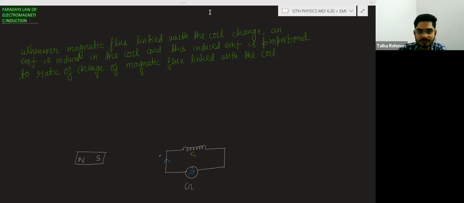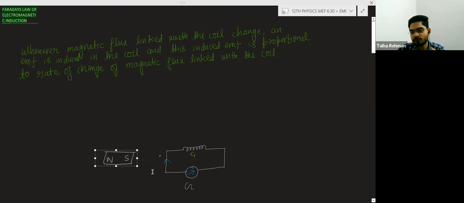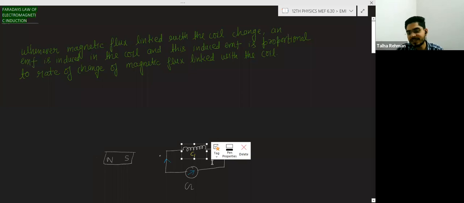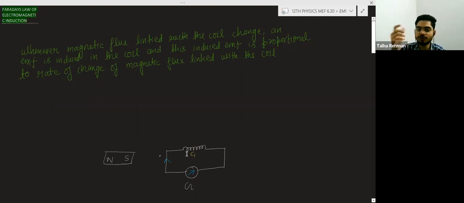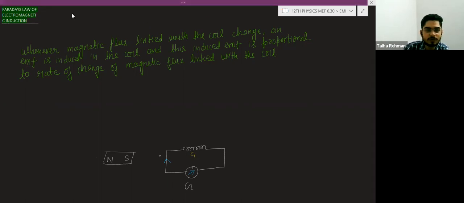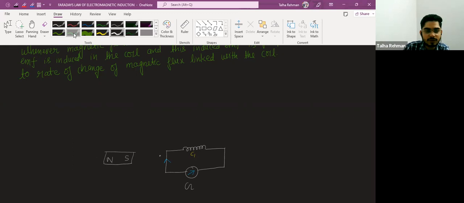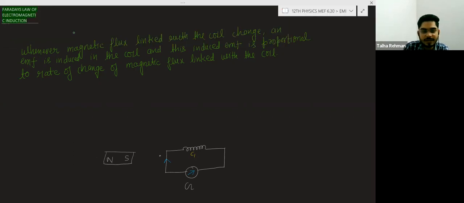So in simple words, you can say when the magnet is moving towards the coil, the magnetic flux is increasing, and due to the increase in magnetic flux, an induced EMF will be there in the coil, and due to the EMF, current can be there. So according to Faraday's law, I will write small e as the induced EMF. According to Faraday's law, induced EMF is directly proportional to.